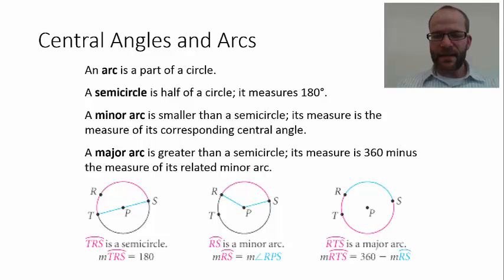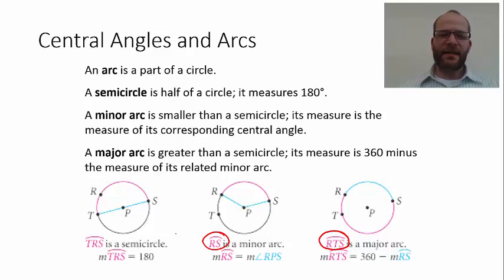So if we come here and talk about arc RTS, that's this arc. It is a major arc, and its measure is 360 minus the measure of this angle, because the measure of this angle, of course, is the measure of this arc up here, the minor arc. Notice that major arcs are always named with 3 points, and minor arcs are always named with 2 points, and that's really what tells us the difference.